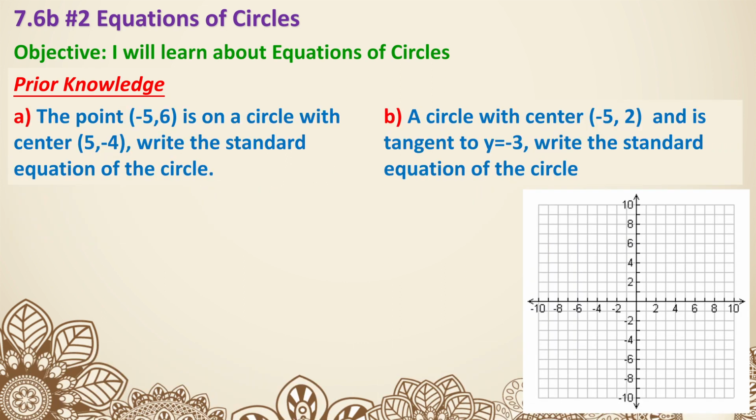Last time we defined the general form of the circles, so let's work on these prior knowledge questions first. Here they are. A, the point (-5, 6) is on a circle with center (5, -4). Write the standard equation of the circle.